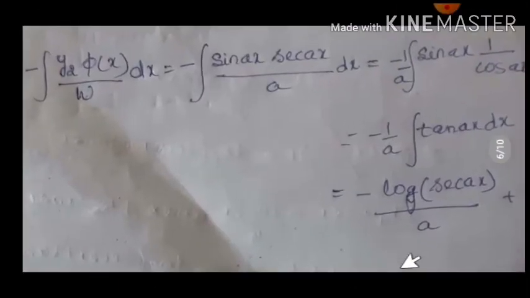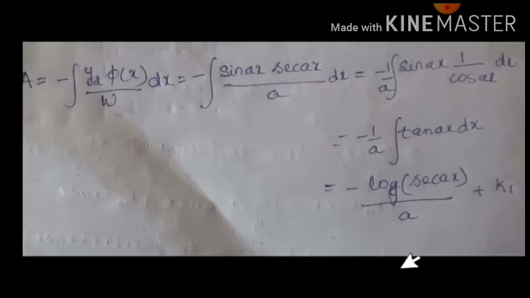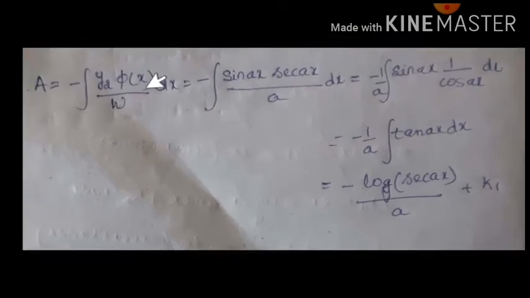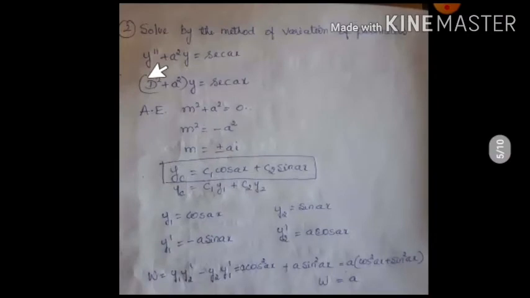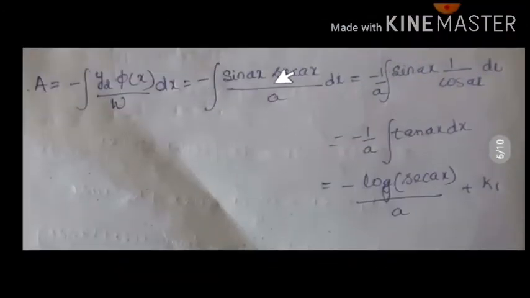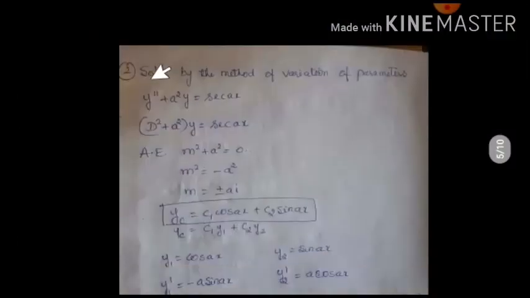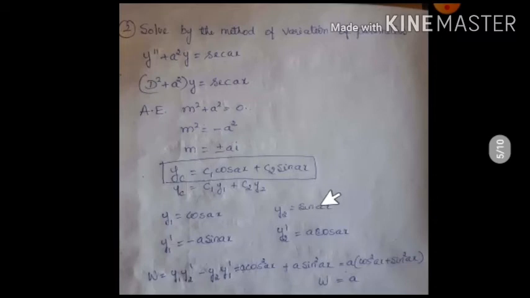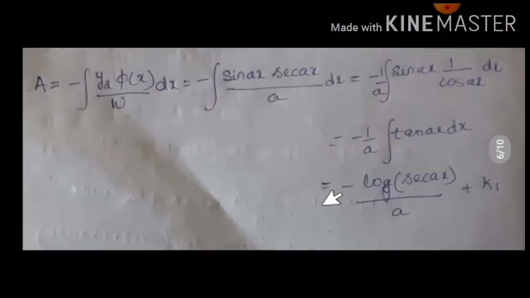Now we need to find A and B. We know the formula of A and B. What is the formula for A? A is nothing but minus integral y2 phi of x by W into dx. Phi of x means what? It is nothing but the right hand side of the given differential equation. Correct? So in place of phi of x I have taken secant ax. What is y2? Here we have found y2 is sin ax. So sin ax, secant ax, and W value is a, substituted.